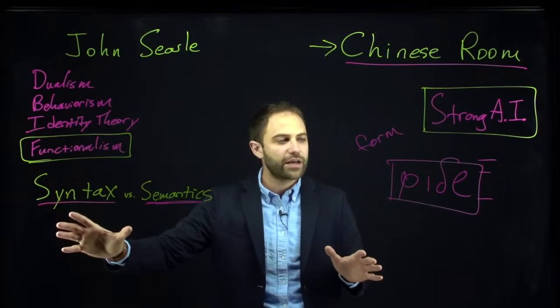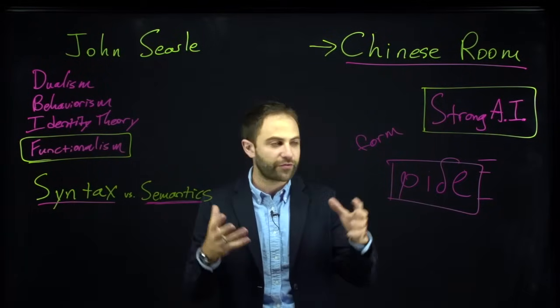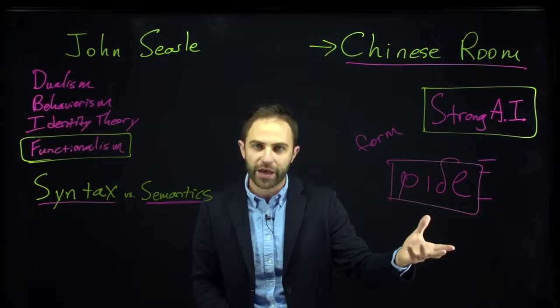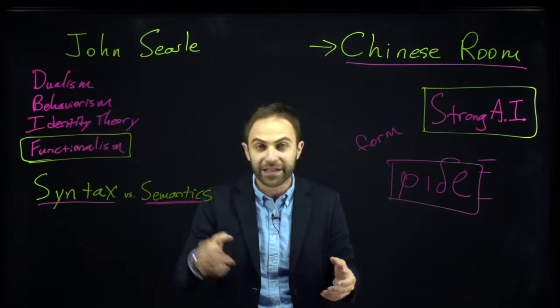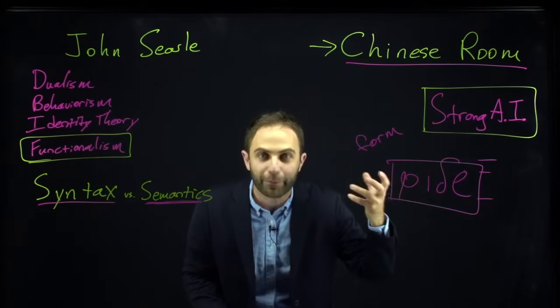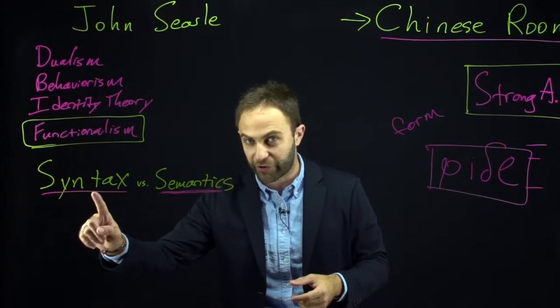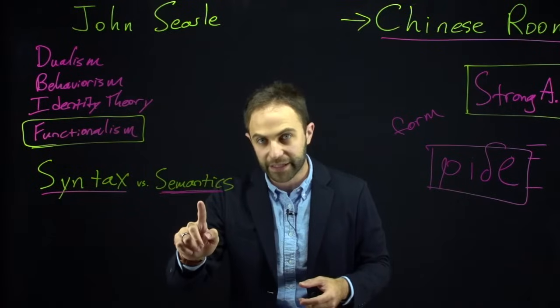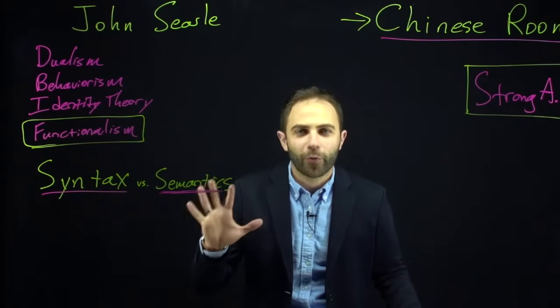The syntax are the formal features of the language, the shape of the letters and that sort of thing, the order in which they appear, that sort of stuff. And then the semantics are the actual meaning, the content, what these symbols represent. The shapes of the symbols, their form, and what the symbols represent. Syntax and semantics. Okay, we're almost there.